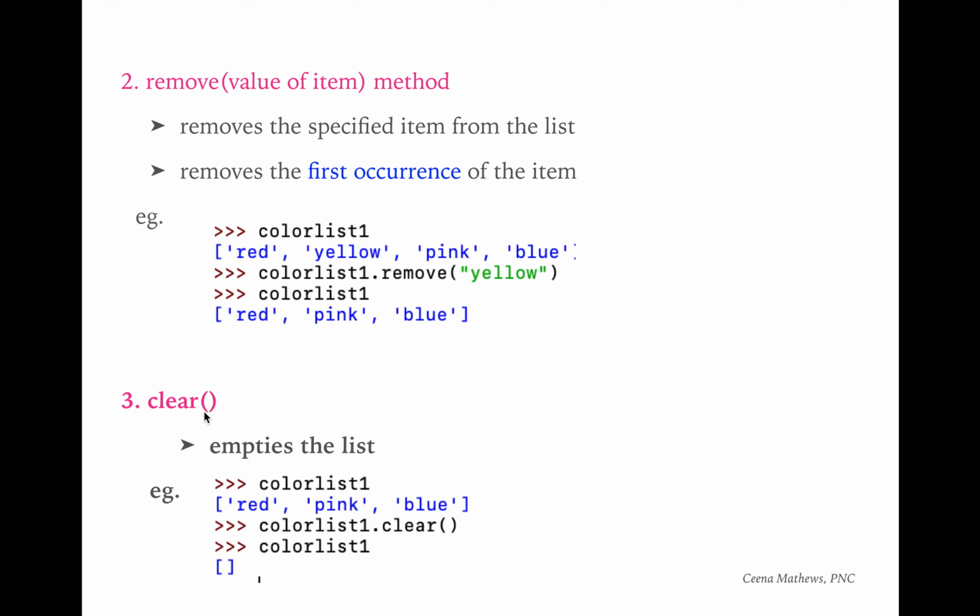And the next method that is used for deleting items is the clear method, which empties the entire list. Okay, and this is the color list now. It has three colors, and I use color list one dot clear. It removes all the items, and when you display color list one, it displays an empty list.